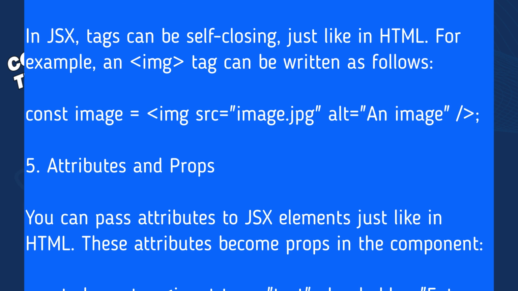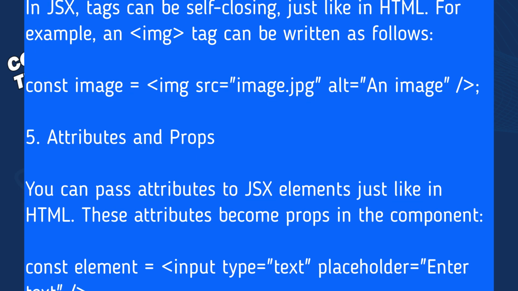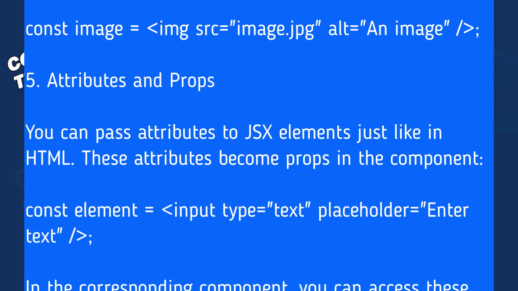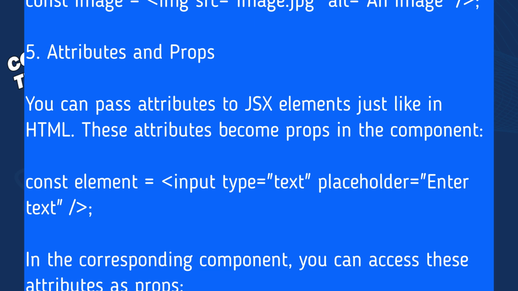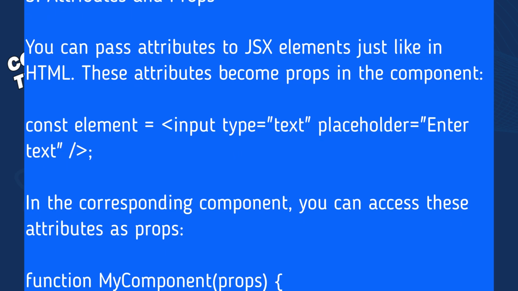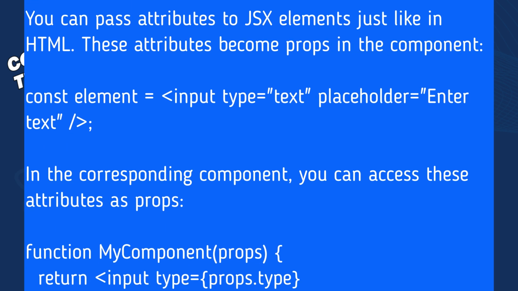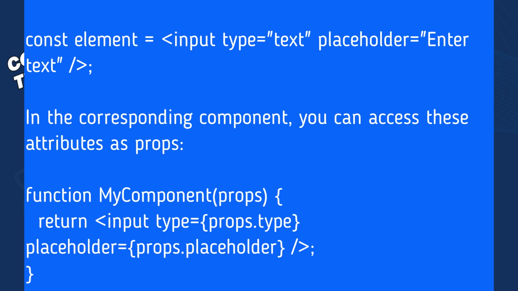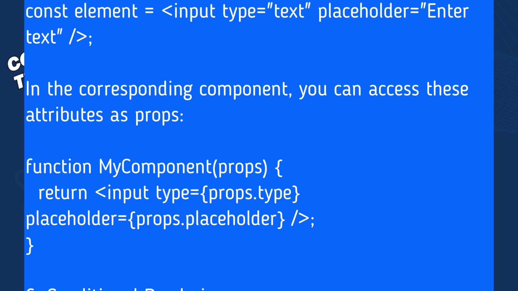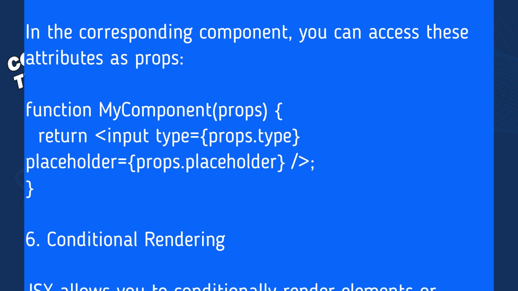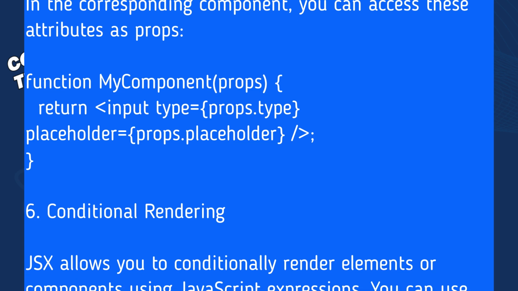5. Attributes and props. You can pass attributes to JSX elements just like in HTML. These attributes become props in the component. const element = <input type='text' placeholder='Enter text' />. In the corresponding component, you can access these attributes as props. function MyComponent(props) { return <input type={props.type} placeholder={props.placeholder} /> }.